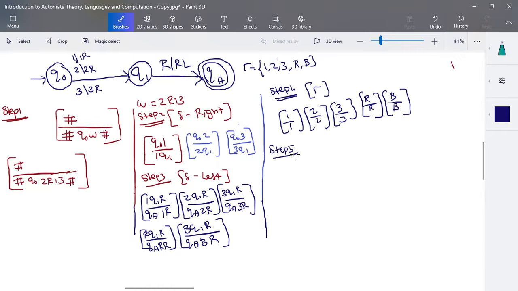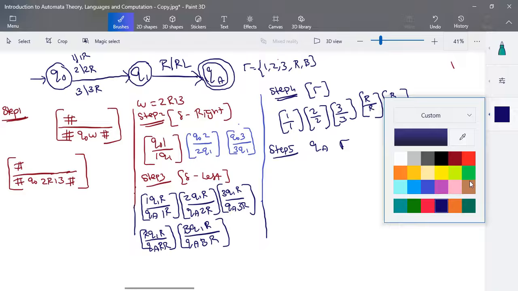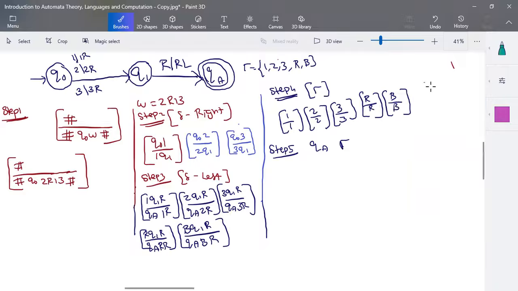Step 5 is the conclusion phase. Once you reach your Q accepting state, for all possible tape elements, you are going to write the transition. You can use this as the format.